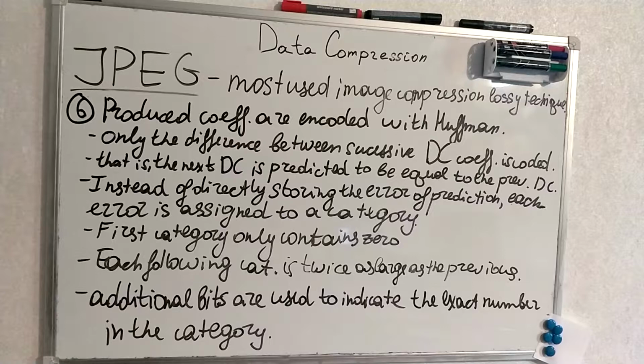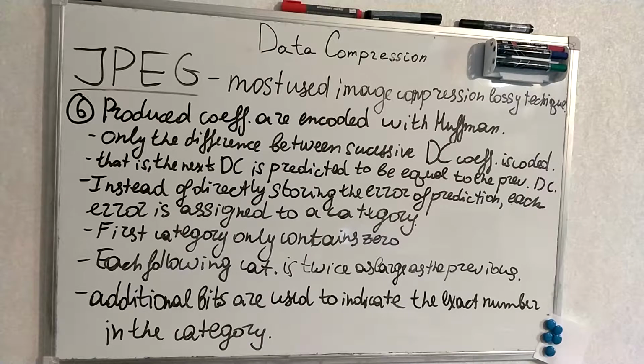Produced coefficients are now encoded with Huffman. Huffman trees are predefined in JPEG, but there are important things. Only the difference between successive DC coefficients is coded. That is, the next DC is predicted to be equal to the previous DC coefficient.